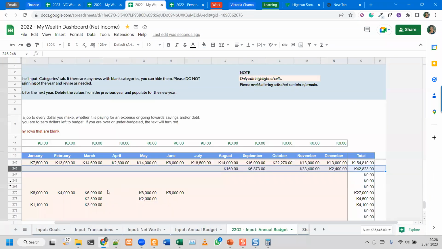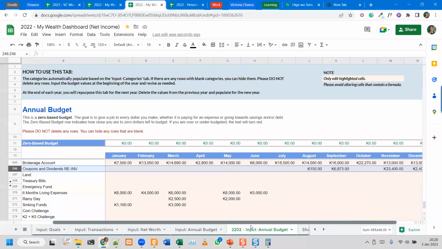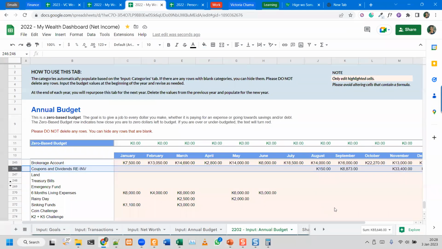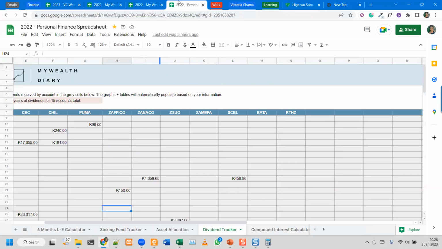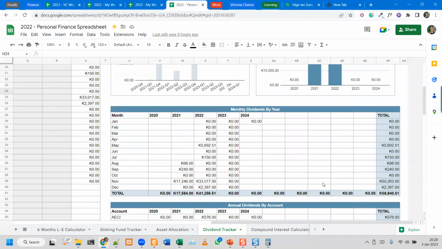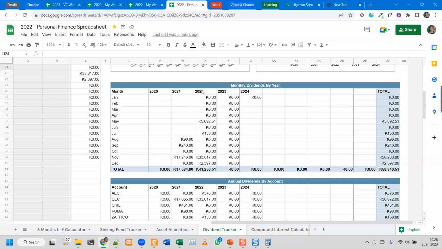So where does this come about? Let's take, which dividend will I show? The November one. So let's look at November. Okay, so we are looking at 2022 and actually December. I can show November and December. In 2022, this is the amount of dividend, 41,000 kwacha from different companies. In November specifically, I received 33,017 kwacha.